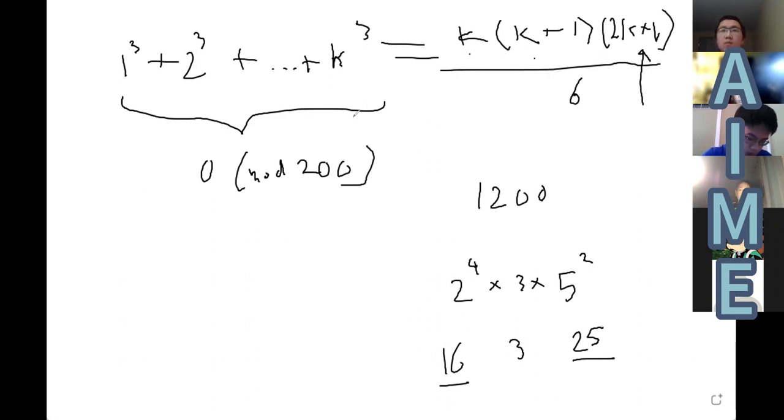If k is even, then k plus 1 is odd, and 2k plus 1 is also odd. So if k is the one divisible by 16, none of the other ones are. If k is divisible by 2, none of the other ones are. If k plus 1 is divisible by 2, then k has to be odd, and this one also has to be odd. So we know that one of the factors has to have all of the 16s.